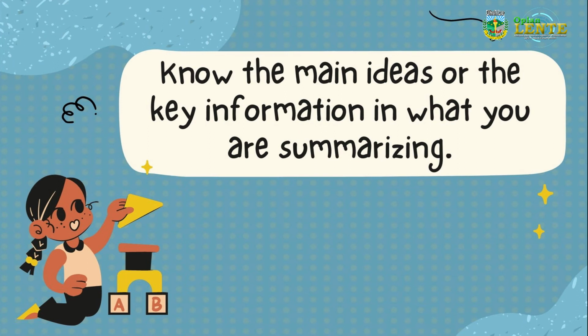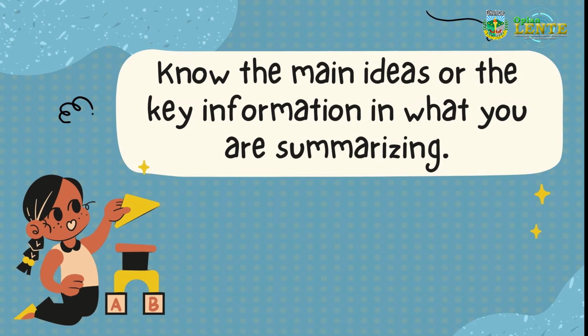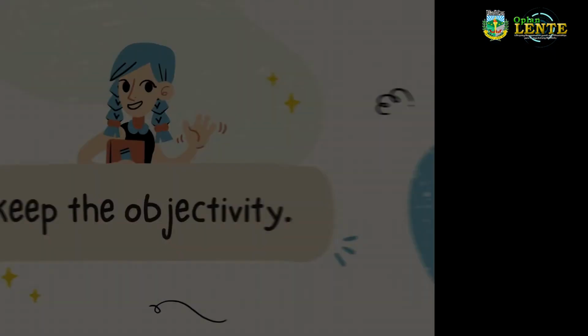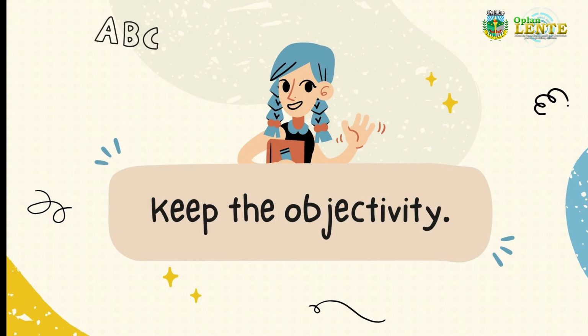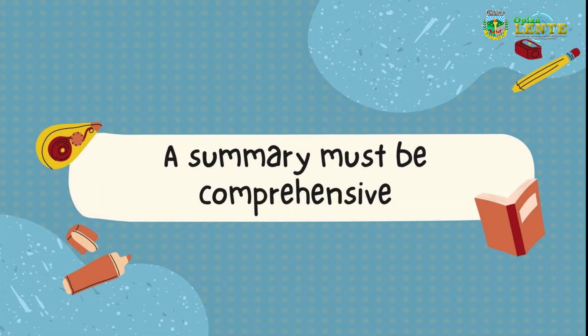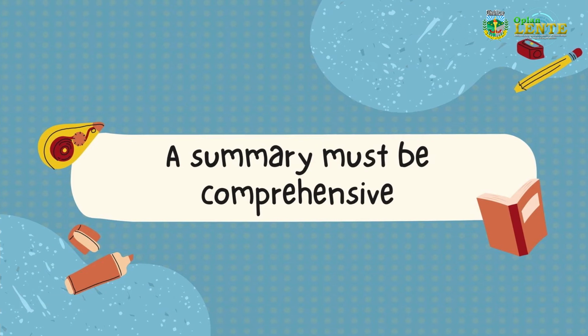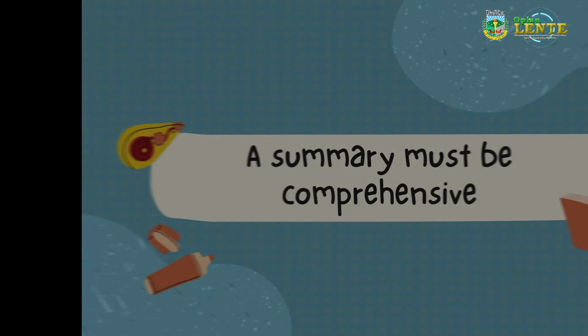Fourth, know the main ideas or the key information in what you are summarizing. Know important details and omit the supporting details. Fifth, keep the objectivity. You should not include your personal opinion on the ideas in the original text. Sixth, a summary must be comprehensive. As a writer, you should be able to identify all the important ideas from the original material to keep the meaning complete in the shorter version that you will be writing.